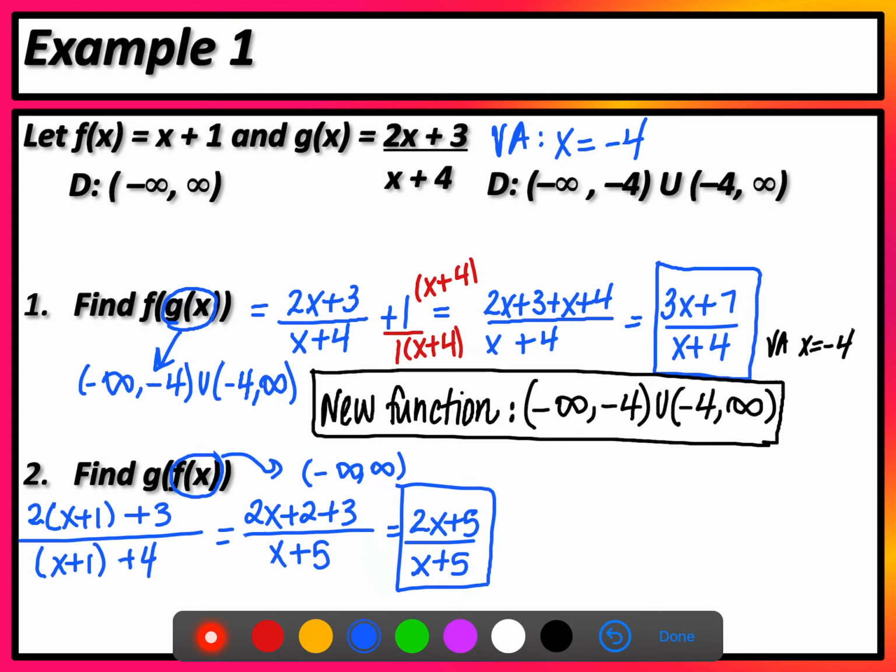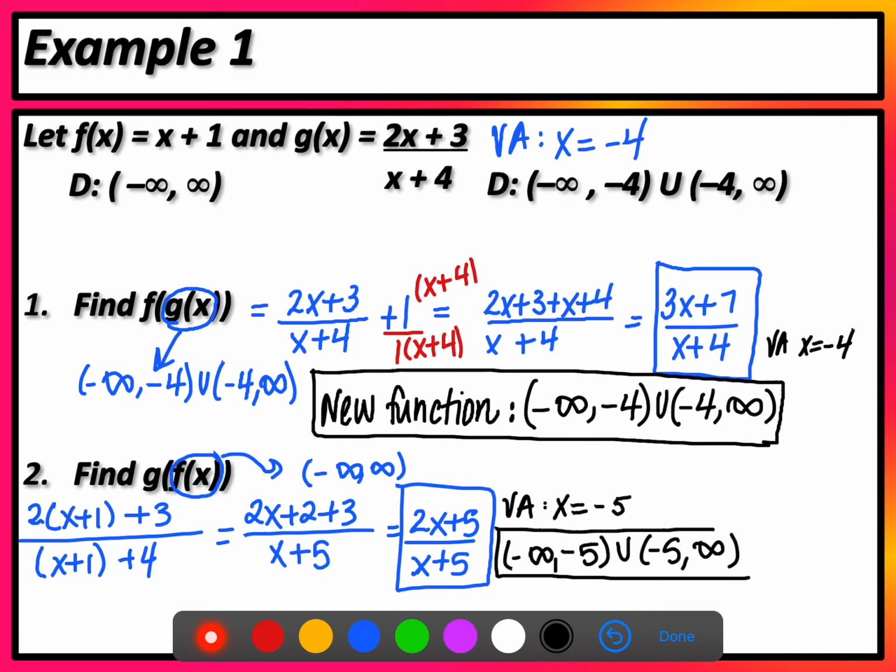So we're going to look at the restrictions of the new function, which is going to be a vertical asymptote at -5 because of the denominator. Okay, so we're now going to make that original domain from f more specific because the new function cannot include -5 in the domain. Okay, so that was our first example.